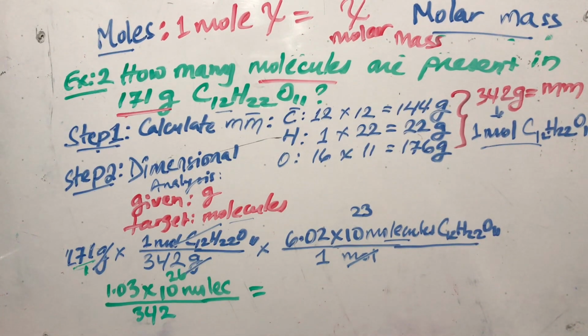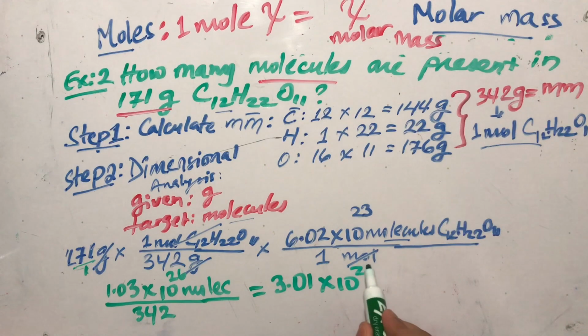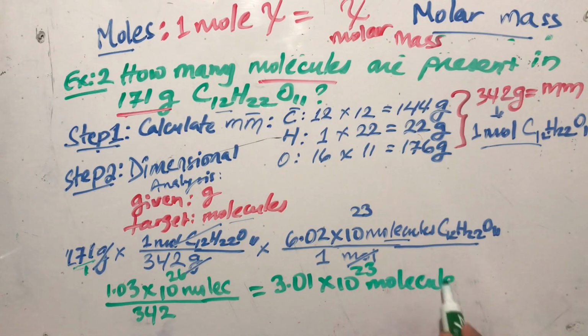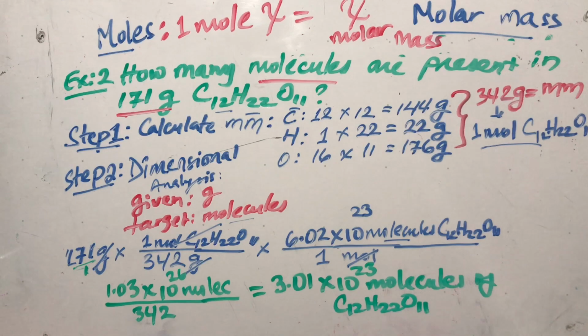So the final answer, when you simplify that, is 3.01 times 10 to the power 23 molecules of C12H22O11, and that's our final answer.